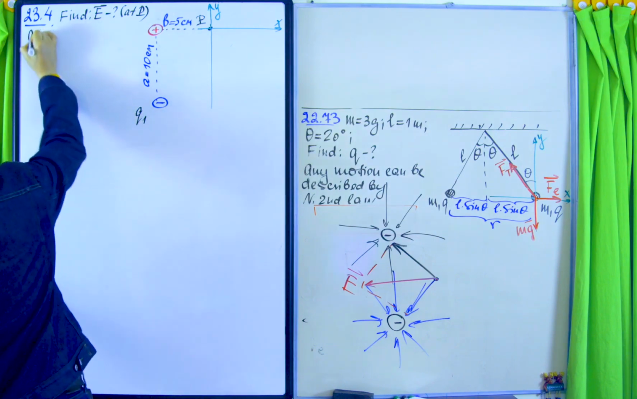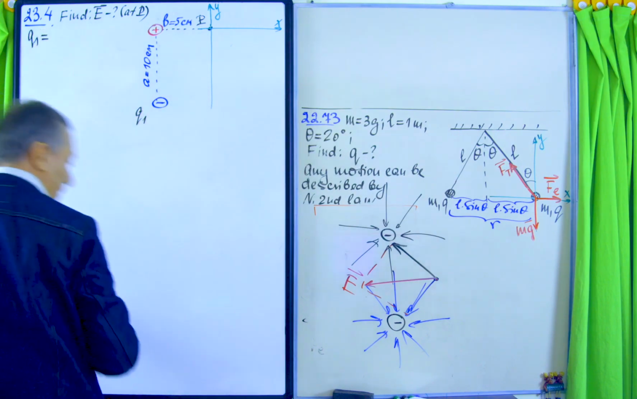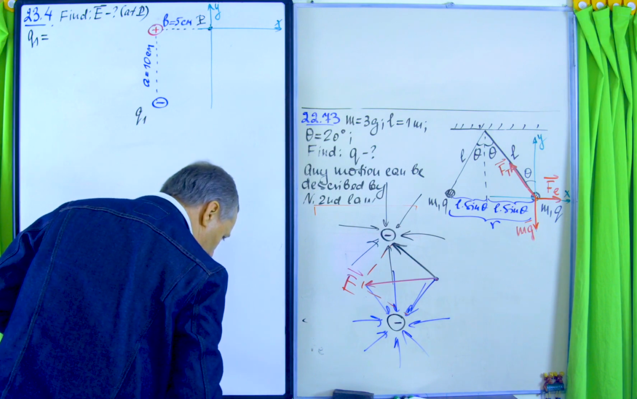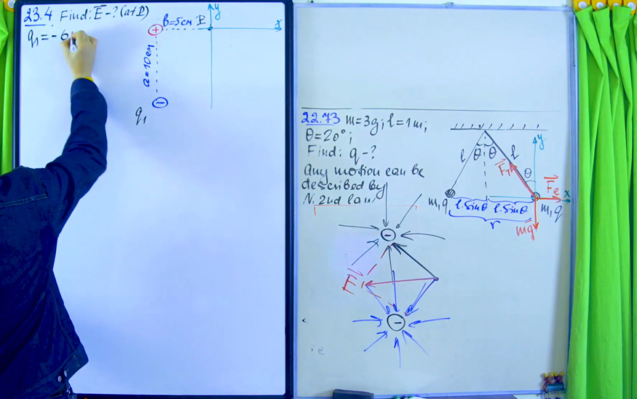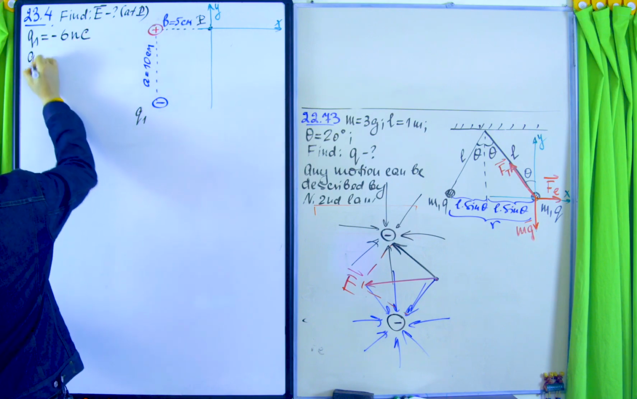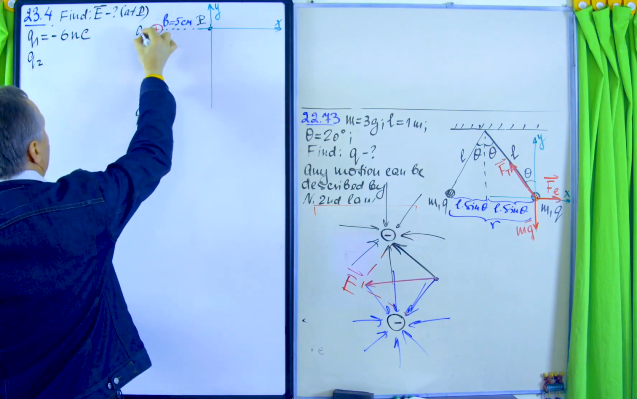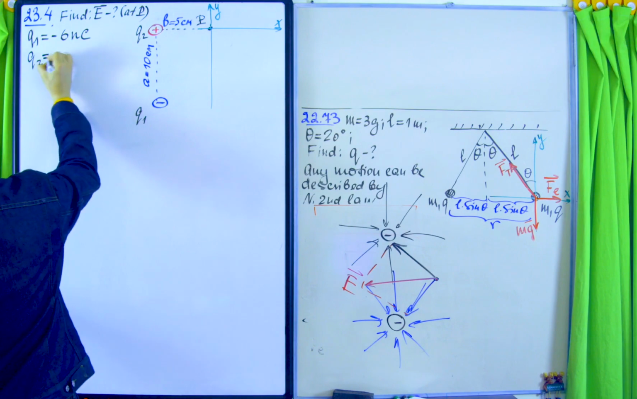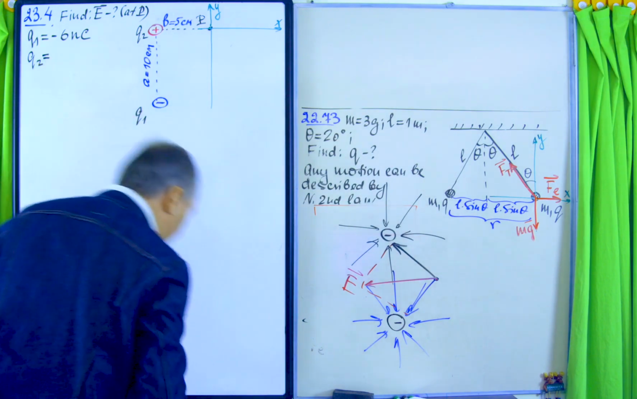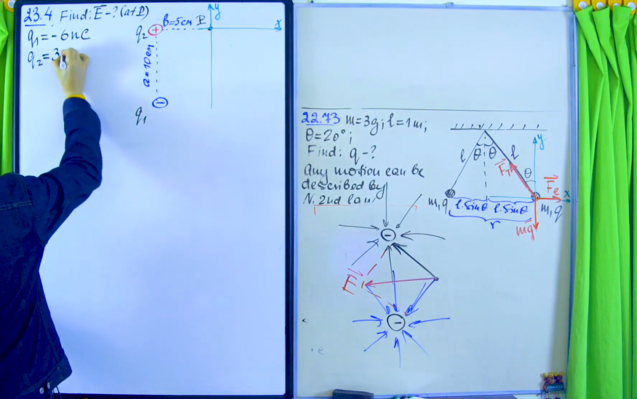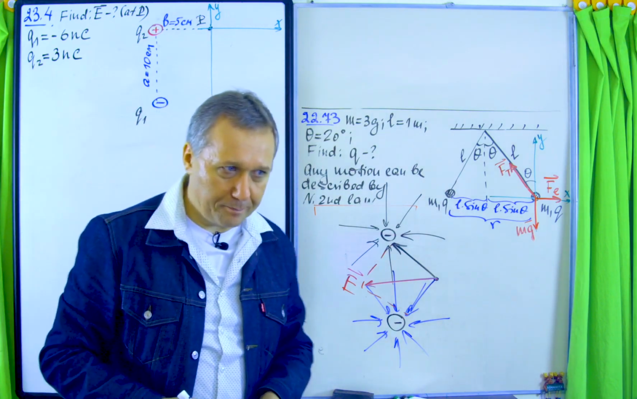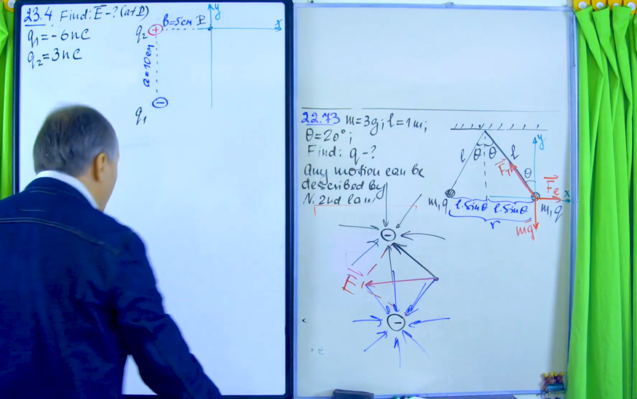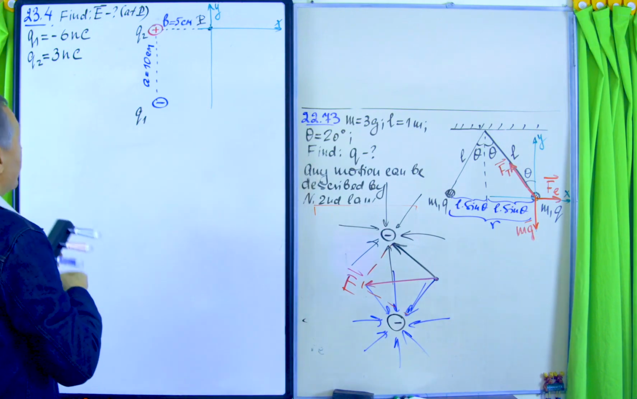And the value of Q1 is, now I realize what I didn't give you. Q1 is minus 6 nanocoulombs. And Q2, this is the charge Q2, is 3 nanocoulombs. Again, you remember, nano is 10 to the power of negative 9. Right. So now, okay, everything is here.